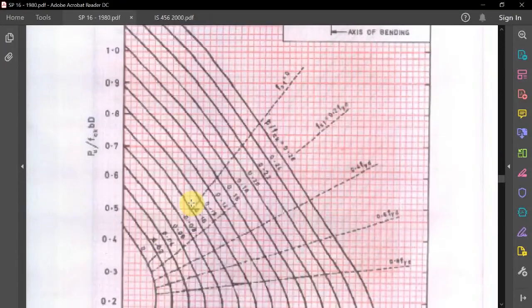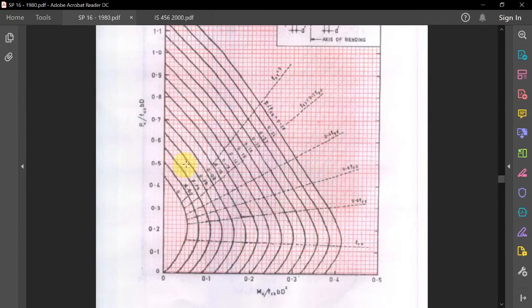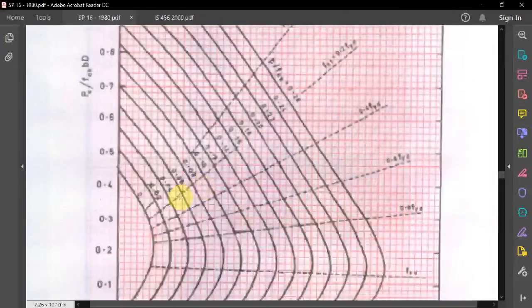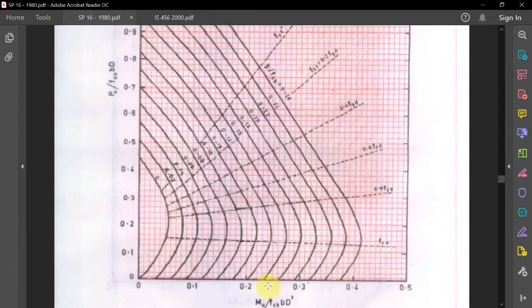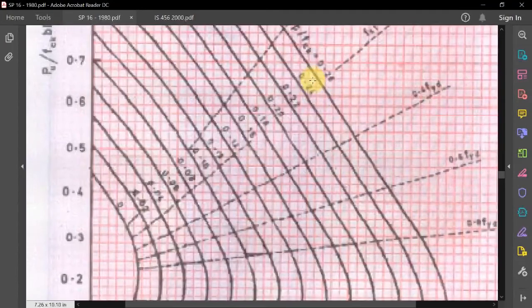So percentage of steel reinforcement divided by fck is equal to something that you will get when you plot this against this. Let's say this rho by fck starting from 0, then it is 0.02, 0.04, 0.06, 0.08, 0.1, 0.12, like this. So let's say that the intersection of Pu by fck bD and Mu by fck bD square lies somewhere in between 0.06 and 0.08, then you will take rho by fck to be 0.07. Fine. So you will understand this when we do the numerical.